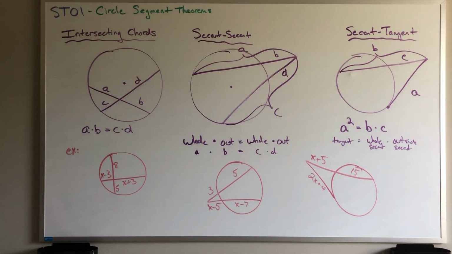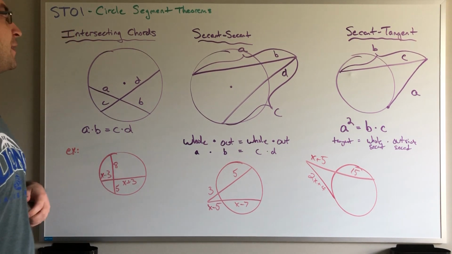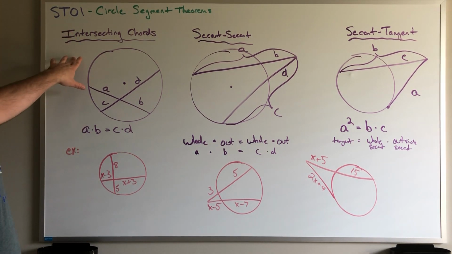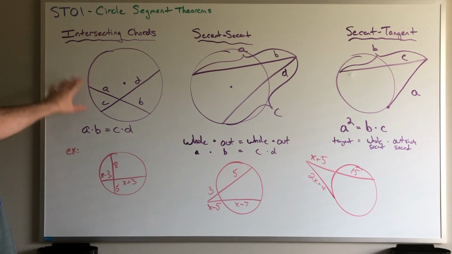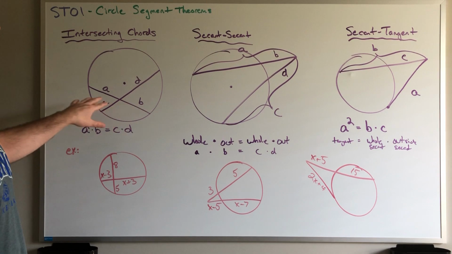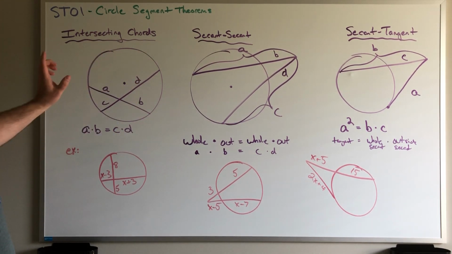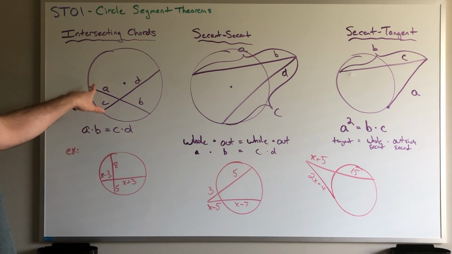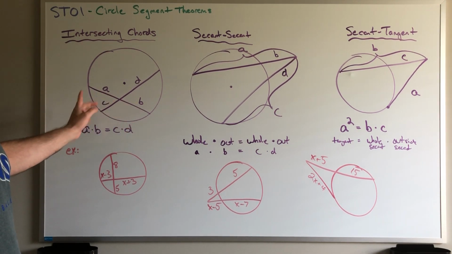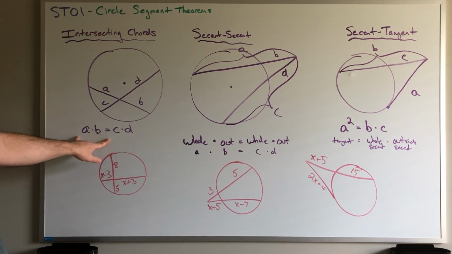All right, let's go with a couple of the theorems that we talked about on Friday. Circle segment theorems. First one we'll talk about is intersecting chords. So remember the definition of a chord. It's kind of like a secant, but it doesn't go through, it stays on the edges of the circumference. So the theorem here is A times B is equal to C times D.